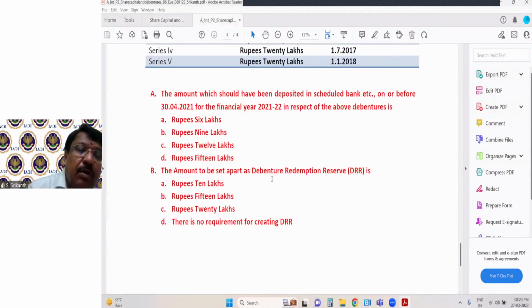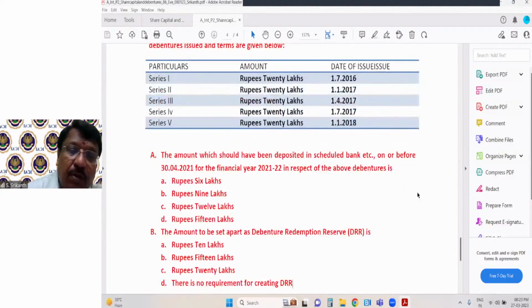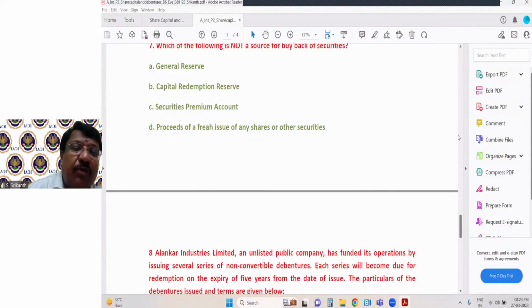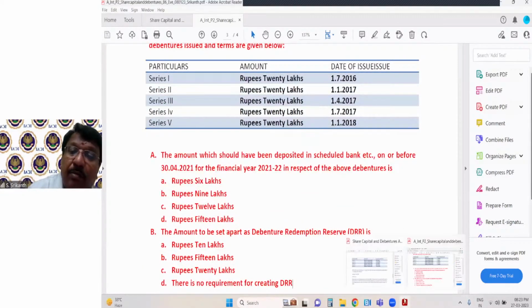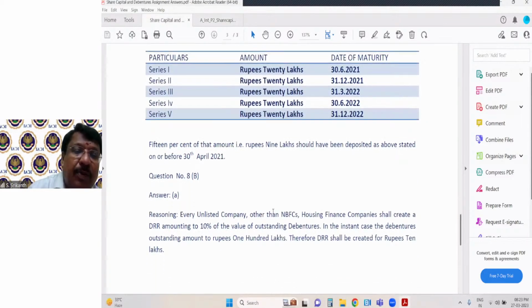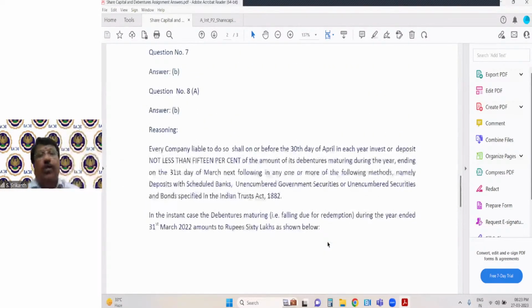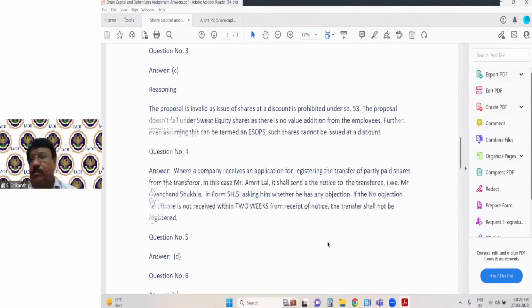Last question. The amount to be set apart as DRR is 10% of the total amount due. Let us check one very important thing. It's an unlisted public company. So it is liable. Every unlisted company should set aside 10% of the value of outstanding debentures. Total debentures outstanding is 100 lakhs. 10%, 10 lakhs should be set aside. Out of 1 crore, 10 lakhs should be set aside.